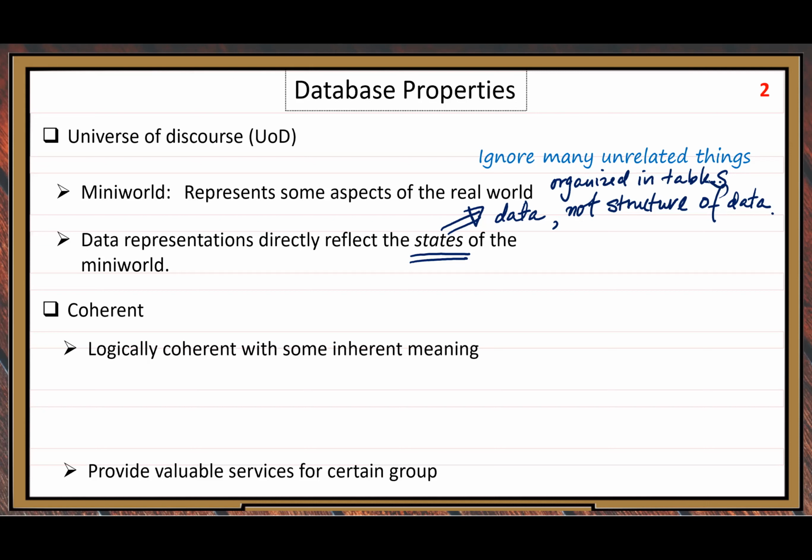Some employees may have dependents, right? They may have children. Then there is some coherent meaning behind it. Employees' ages should be older than their children's ages, right? Things like that. So some coherent meaning. A lot of things like that.